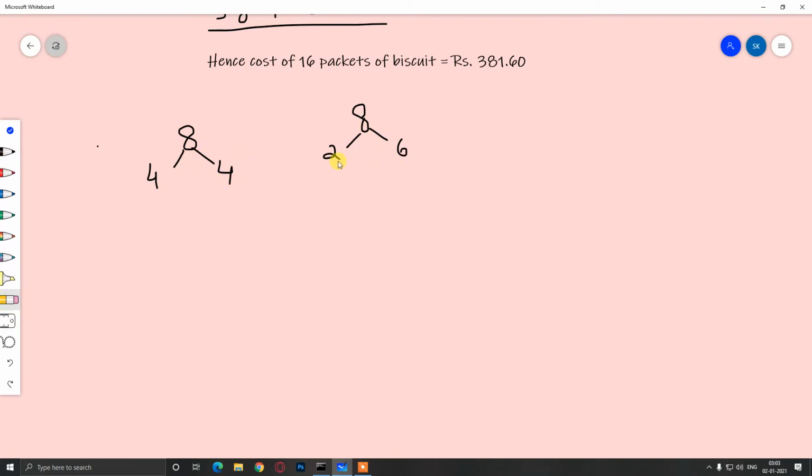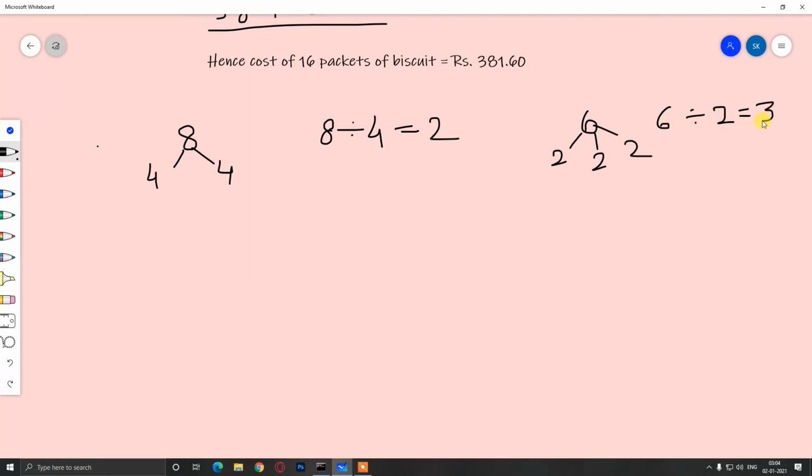So here it is not equal parts. 2 is smaller than 6, so this is not equal. So division is this. So in how many equal parts can we split this 8? So we can split this 8 into 2 equal parts. Therefore we say that 8 divided by 4 is equal to 2. Similarly, we can split 6 into how many equal parts? So we can split 6 into 3 equal parts, like 2, 2, 2. So therefore we write 6 divided by 2 is equal to what? Is equal to 3, because we are dividing 6 into 3 equal parts, 2, 2, 2.